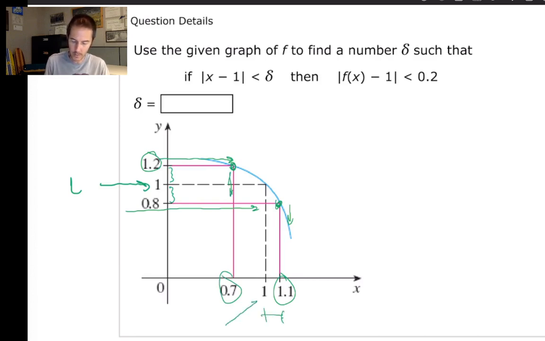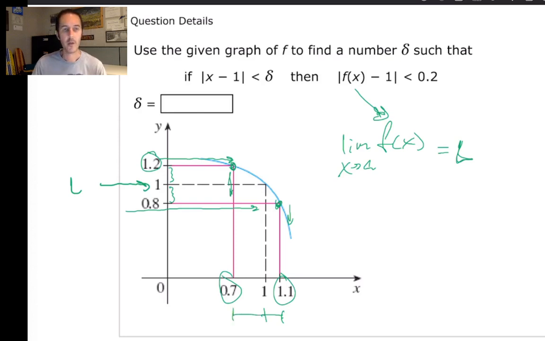Now this number 1 I didn't mention, but that's our lowercase a from our limit statement. The limit as x approaches a of whatever the function happens to be. In this case it is f of x is equal to capital L. So I had addressed everything except for the lowercase a. The lowercase a is this 1 right here. So I'm looking at the difference between that a value of 1 and this resulting x value of 1.1. And then the difference between my a value of 1 and the other resulting x value of 0.7.